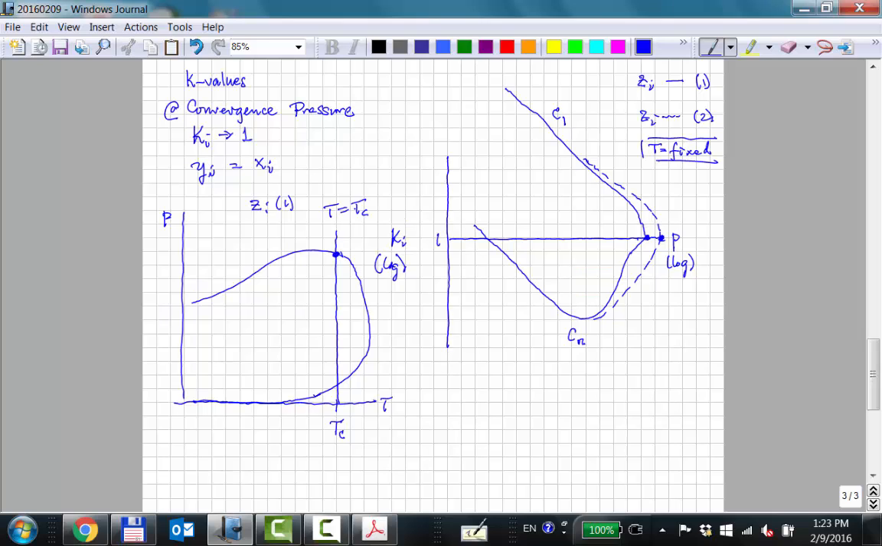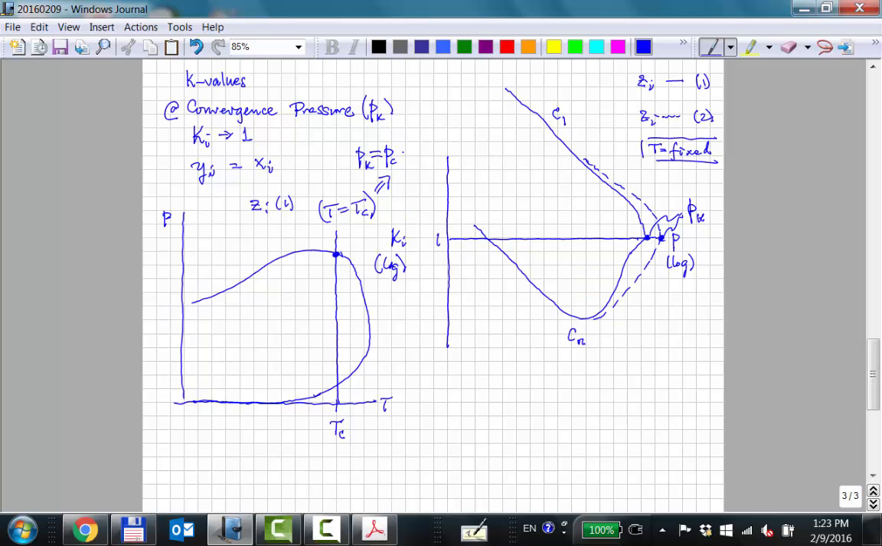Then that convergence pressure, if this is the case, then the convergence pressure, this is labeled PK, then the convergence pressure, PK, is equal to the critical pressure of the mixture. It's a physical condition.